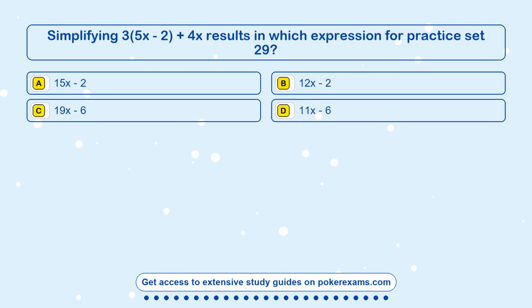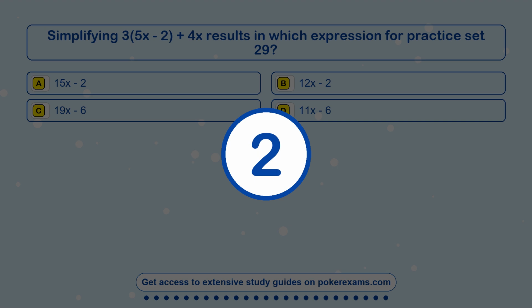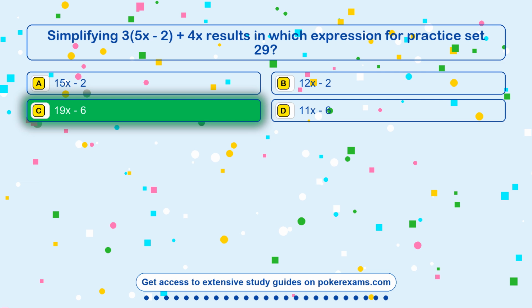Question 7. Simplifying 3(5x - 2) + 4x results in which expression for practice set 29? Option A: 15x - 2. Option B: 12x - 2. Option C: 19x - 6. Option D: 11x - 6. The correct answer is option C, 19x - 6.